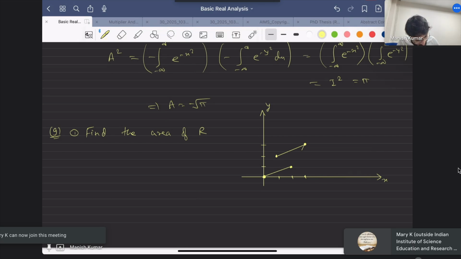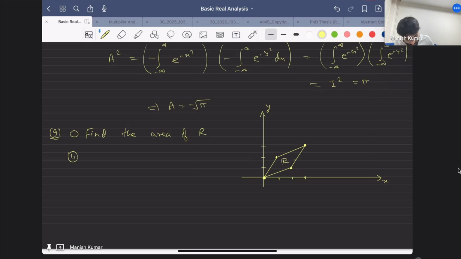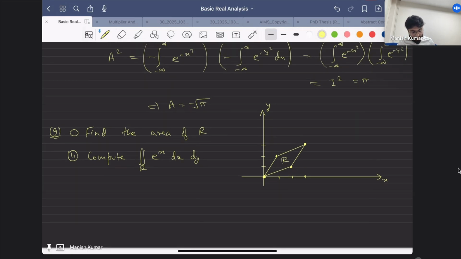Now you have to compute the area for this region. Let's say this is R. So this is the first problem. The second one says to also compute this integral over R of e to the x dx dy. Okay, so let's just focus on the first part. Once we are done with the first, the second one is just as easy.